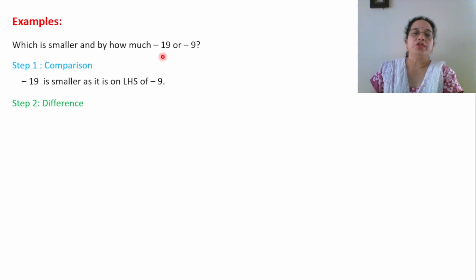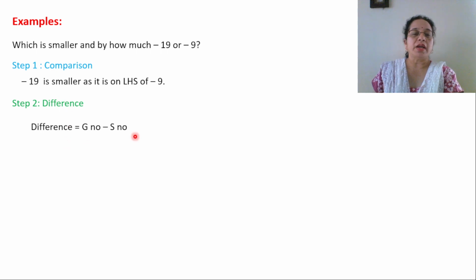So whatever question is asked, you are supposed to write down the answer in this form. Earlier the question was which number is greater, so we were writing about the greater number. But here, which is smaller? So we will write about the smaller number. Which number is on the left hand side? Minus 19. So minus 19 is the smaller.